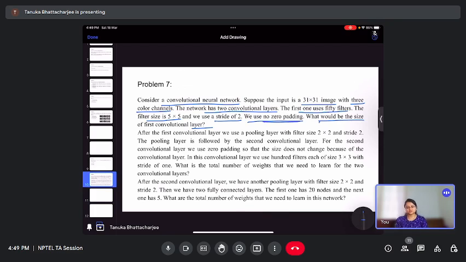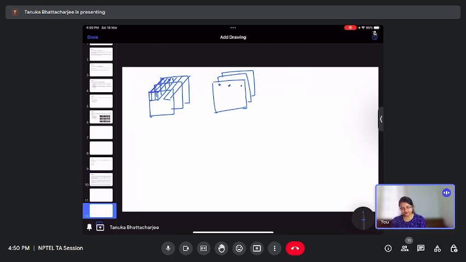Now, let us look at the next step of the question. So, now we know the size of the first convolutional layer, which says after the first convolutional layer we use a pooling layer with filter size 2 cross 2 and stride 2. Let us see that. So, after CNN 1 we have 14 cross 14 cross 50. Now, we will do pooling on top of it.